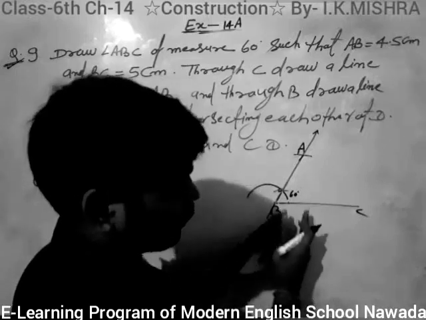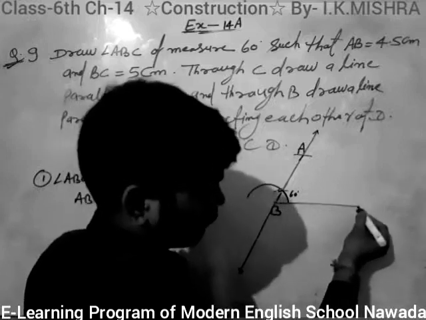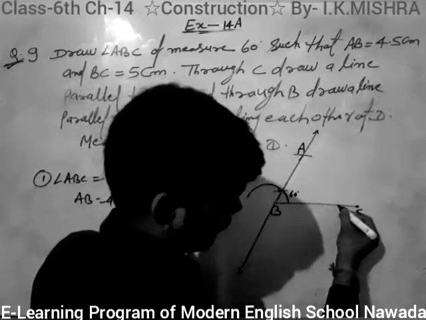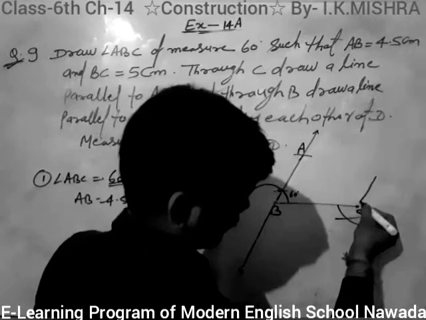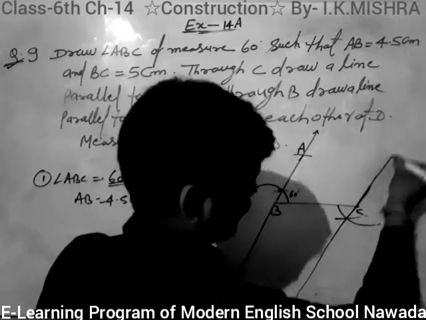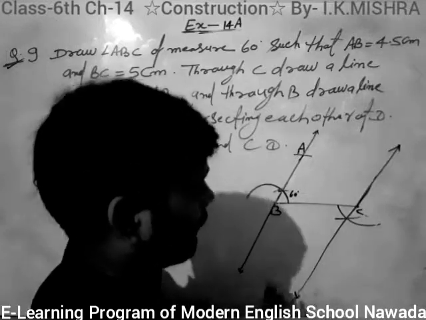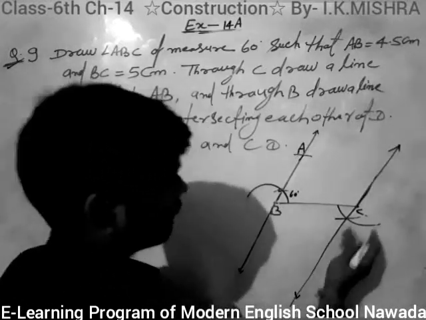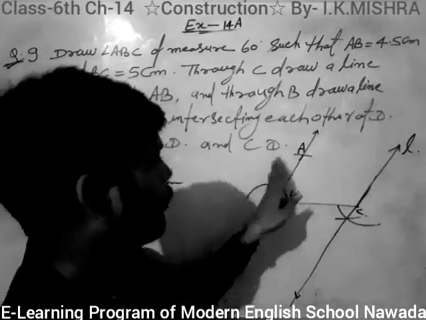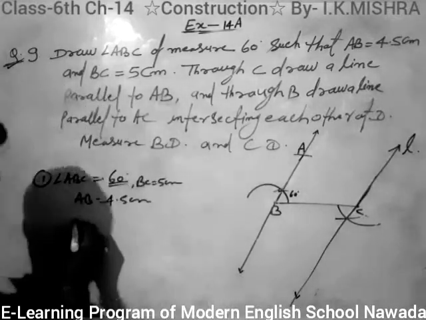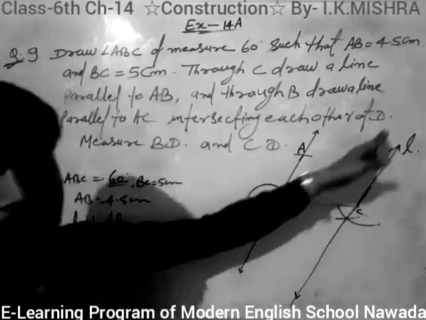So students, for drawing a parallel line you have to construct in the opposite direction an angle of 60 degrees. So again measure an angle of 60 degrees here, draw it and join this line. This is the line through C, and here mark any point. Suppose its name is L. Line L is parallel to AB.